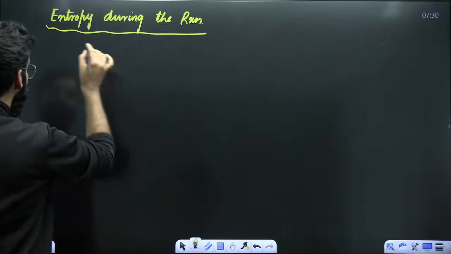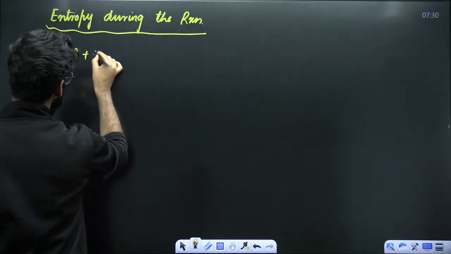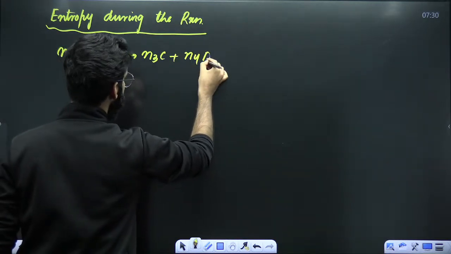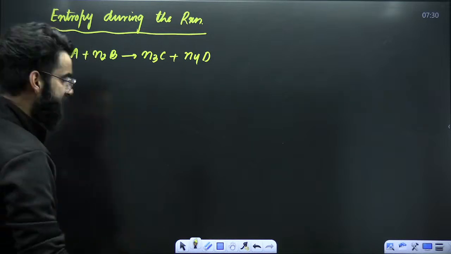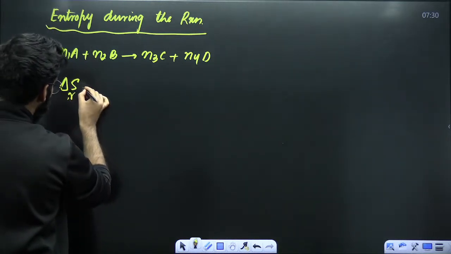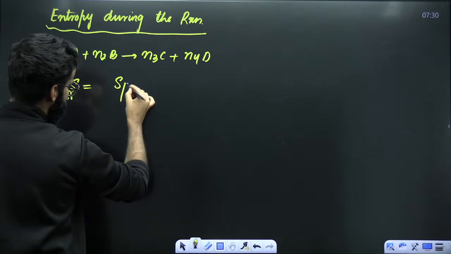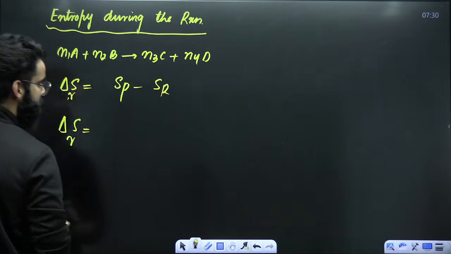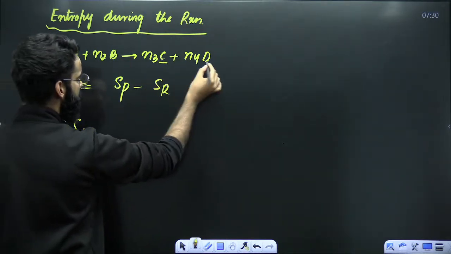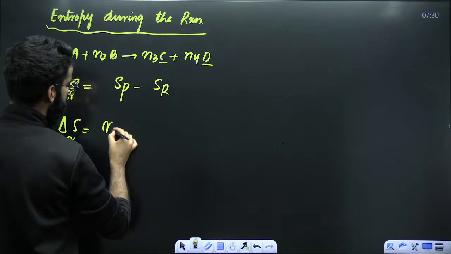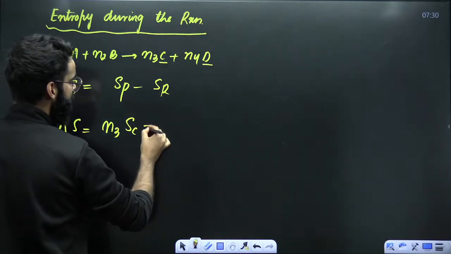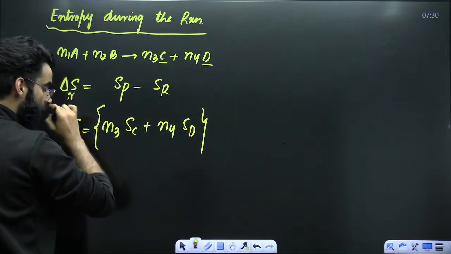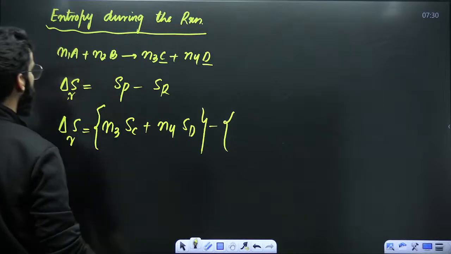I forgot this. For example, you have got the reaction n1A plus n2B, let's say it gives n3C plus n4D. This is the reaction, for example. I want you to calculate the entropy change during the reaction. Entropy change during the reaction is entropy of product minus entropy of reactant. How are you going to write it? Entropy of product: the stoichiometric coefficient of C is n3, so n3 multiplied by entropy of C plus n4 multiplied by entropy of D. So this is your overall entropy of products minus entropy of reactants.